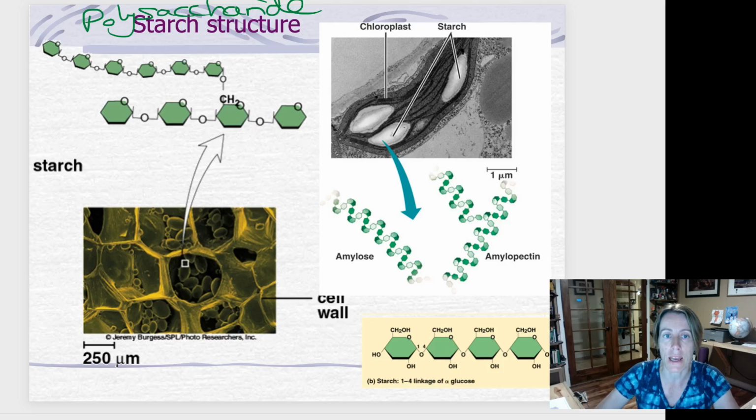So you can see here, there's lots and lots of green hexagons that used to be separated, and they used to be individual glucoses, and now they're all hooked together in a chain to make a long chain molecule, a long polysaccharide, and this is starch.